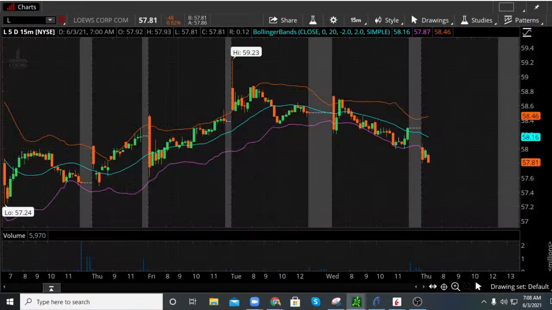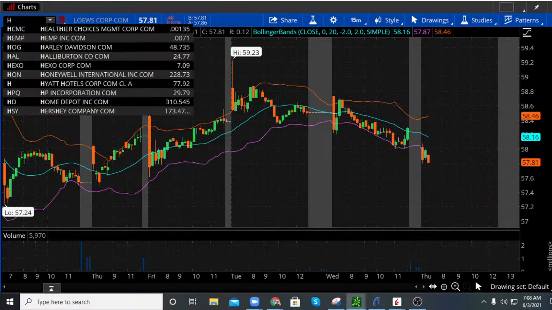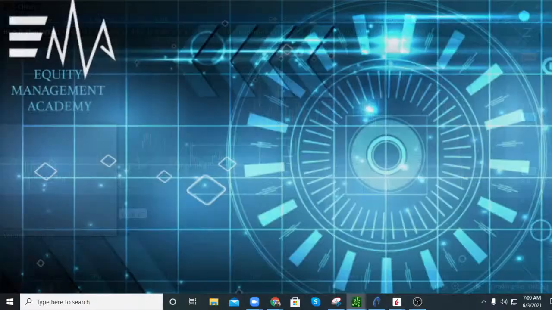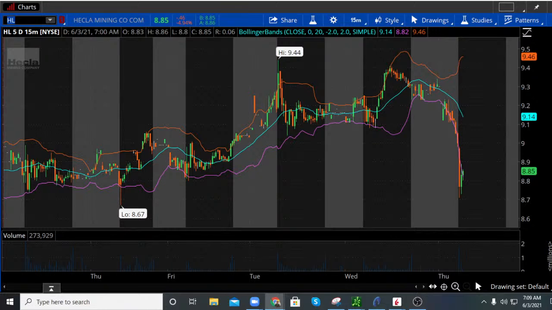I am covering short positions. Yeah, I'm looking to cover short positions. If you are short calls, you want to cover them at these levels here.